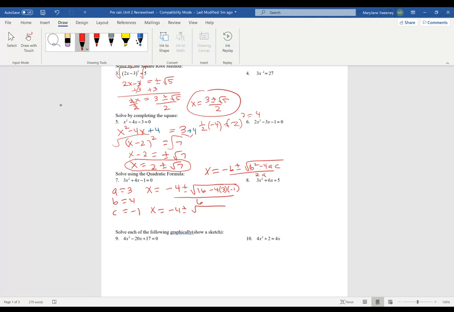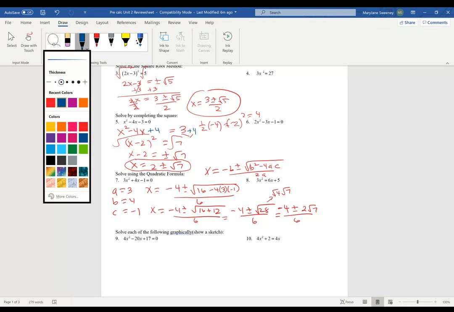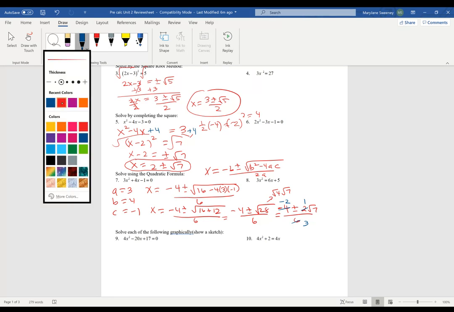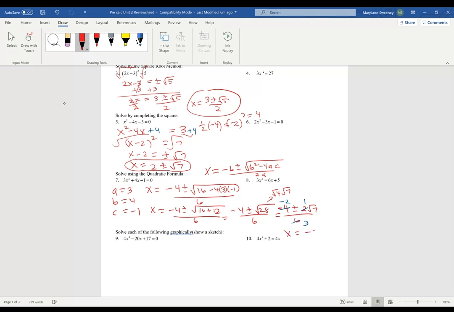This will be 16 plus 12, because negative, negative. So that's 28. Break down the radical. This breaks to square root of 4, square root of 7, so that's 2 radical 7. And then finally, when you get to that last step, you can take a 2 out of here, 2 out of here, 2 out of here. You have to take it out of all three. If you can't take it out of all three, then you can't simplify. So it's -2 plus or minus radical 7 over 3.